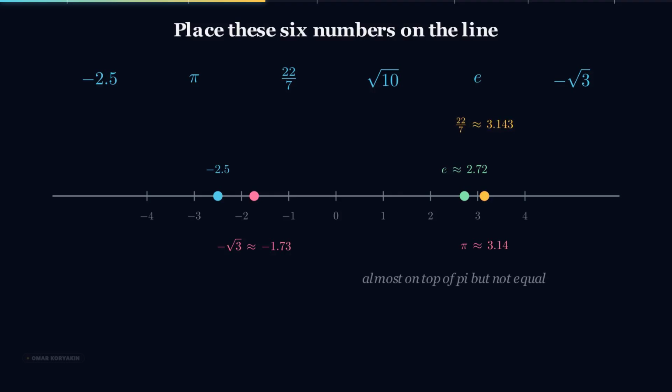22 over 7 equals about 3.143. That is almost the same as pi, but not quite the same. A yellow dot lands almost on top of the pink pi dot with the label 22 over 7 approximately equal to 3.143. A small caption underneath reads, almost on top of pi but not equal. This tiny gap between 22 over 7 and pi is one of the famous near misses in mathematics.